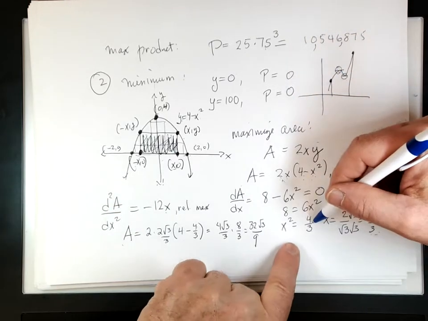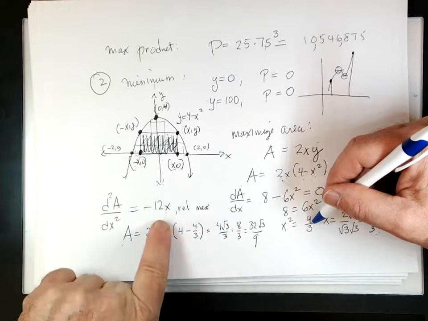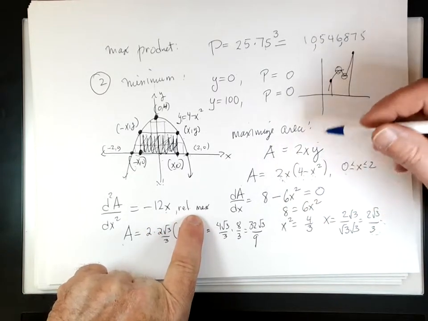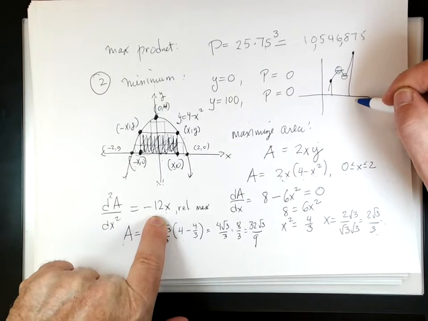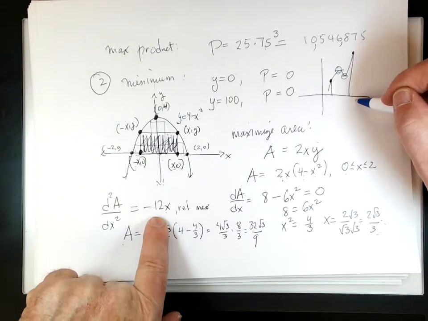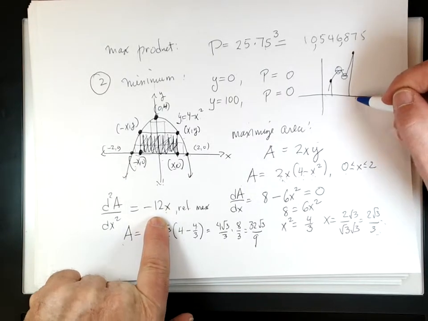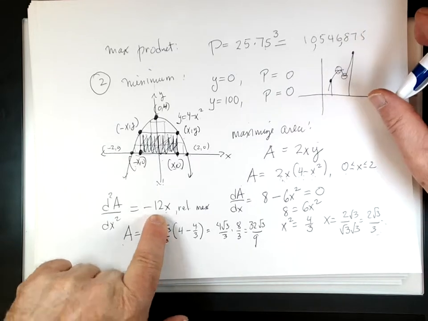And that's what happened here. By testing this with a second derivative test, I got a relative max, and then looking at the endpoints, the endpoints are not even close. The endpoints give me 0 for areas, which are clearly not maximum values. So I know I have the solution.